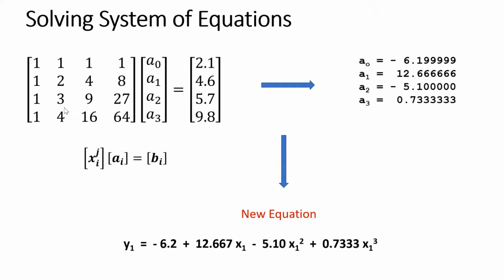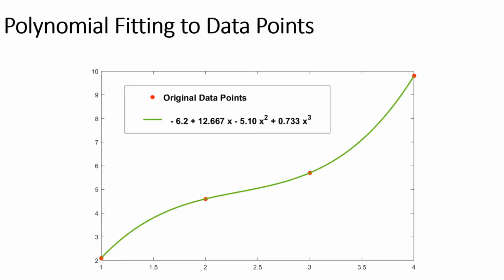So we end up with a system of 4 linear algebraic equations, and we can solve the equations by any of the previous techniques discussed, for example, Gaussian elimination, to find the unknown coefficients. Once the coefficients are determined, we can write the polynomial equation. The new equation fits as it passes through the 4 original data points.